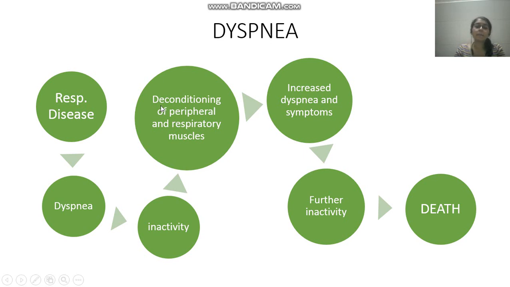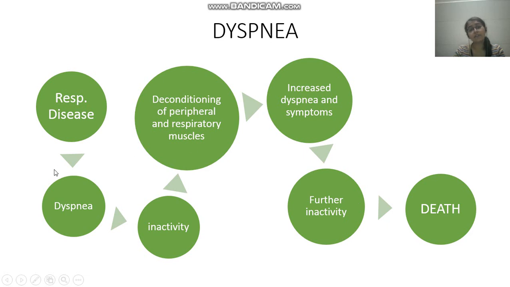Obviously, the muscles which help in respiration are also skeletal muscles, and thus they will also undergo deconditioning. So there is deconditioning not only of peripheral but also of respiratory muscles, which will further lead to increased work of breathing, thus increased dyspnea and increase in the symptoms, because your expiratory and your inspiratory muscles are not working. You cannot cough well, you cannot inspire well, which will lead to further inactivity and ultimately death.